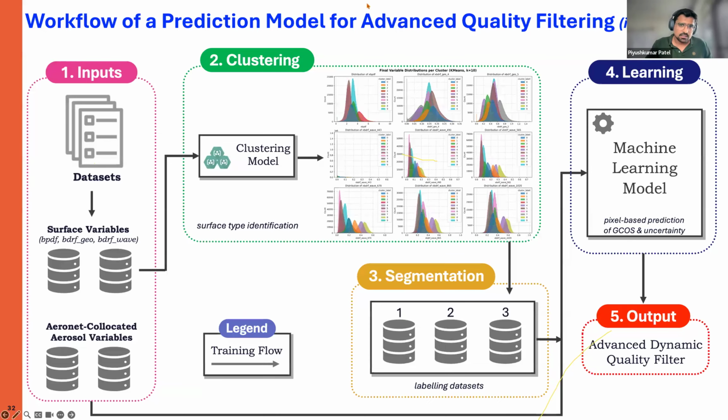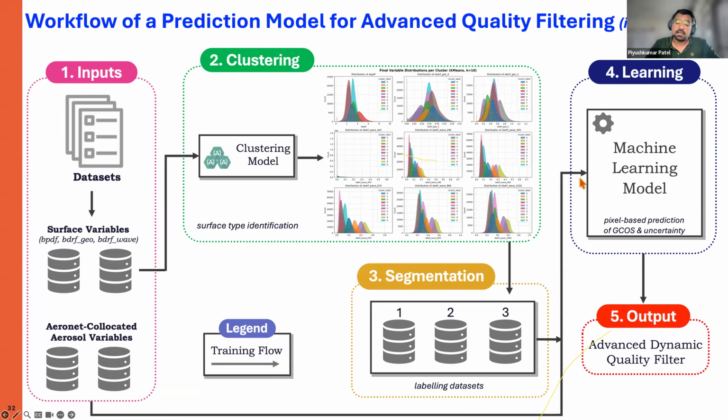Now, this new machine learning based algorithm is not only machine learning, but we are also using the physics for that. So we are using the surface variables. As I mentioned, the surface informations are very much important when you retrieve the aerosol. So we have some surface variables, almost 9 or 10 variables. Along with that, we have the aerosol informations, and that goes into the clustering model. Based on the clustering, we are dividing the surface, and for what kind of surface we have the accurate measurement of aerosols, that information we are extracting from the clustering models.